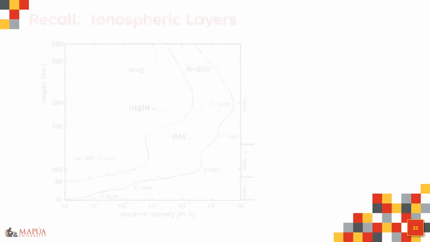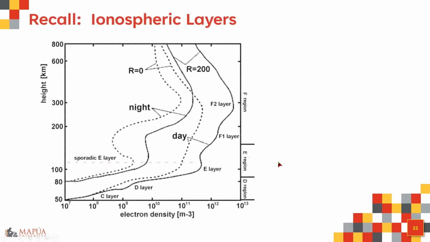So again, let's recall these are the different layers of the ionosphere. One of the main parameters that we use to characterize the ionosphere are the peak density at each layer. So we have NMF2, that's the maximum electron density at the F2 region, and it is found at the HMF2. HMF2 is the height where maximum ionization in the F2 region occurs. So we are going to use this parameter.